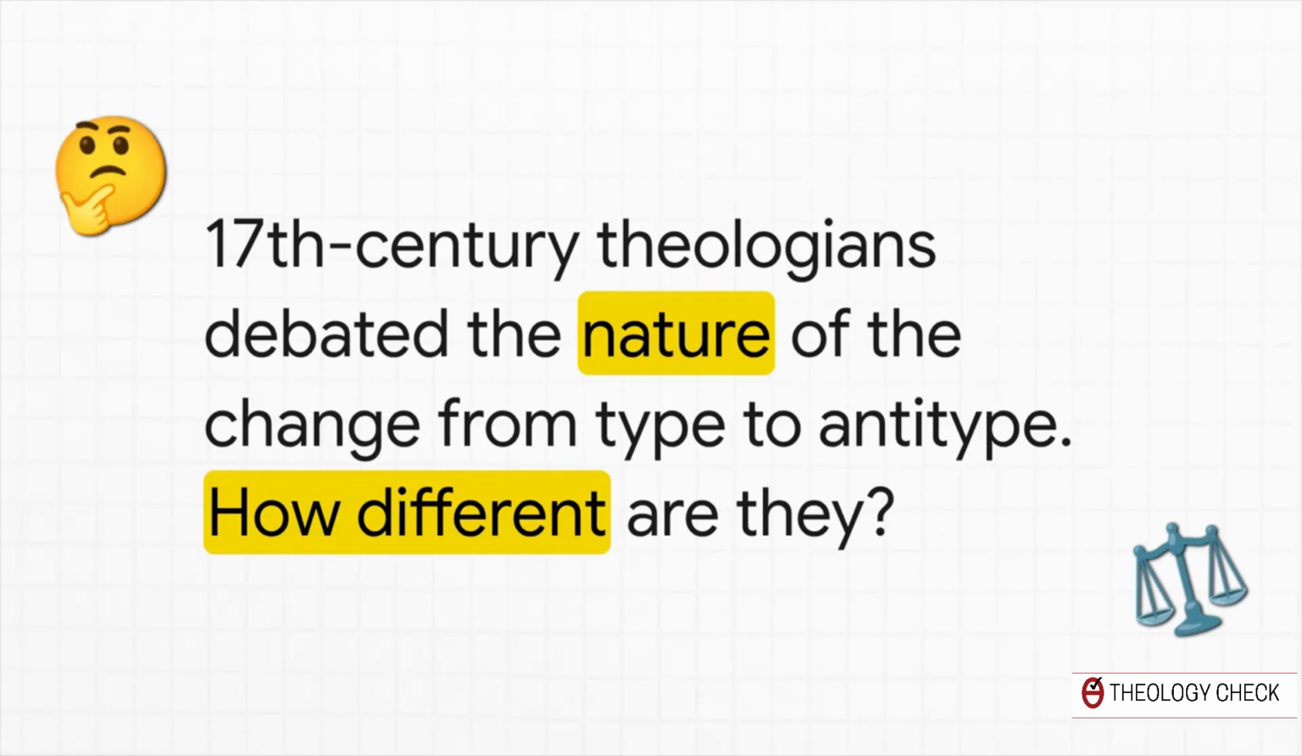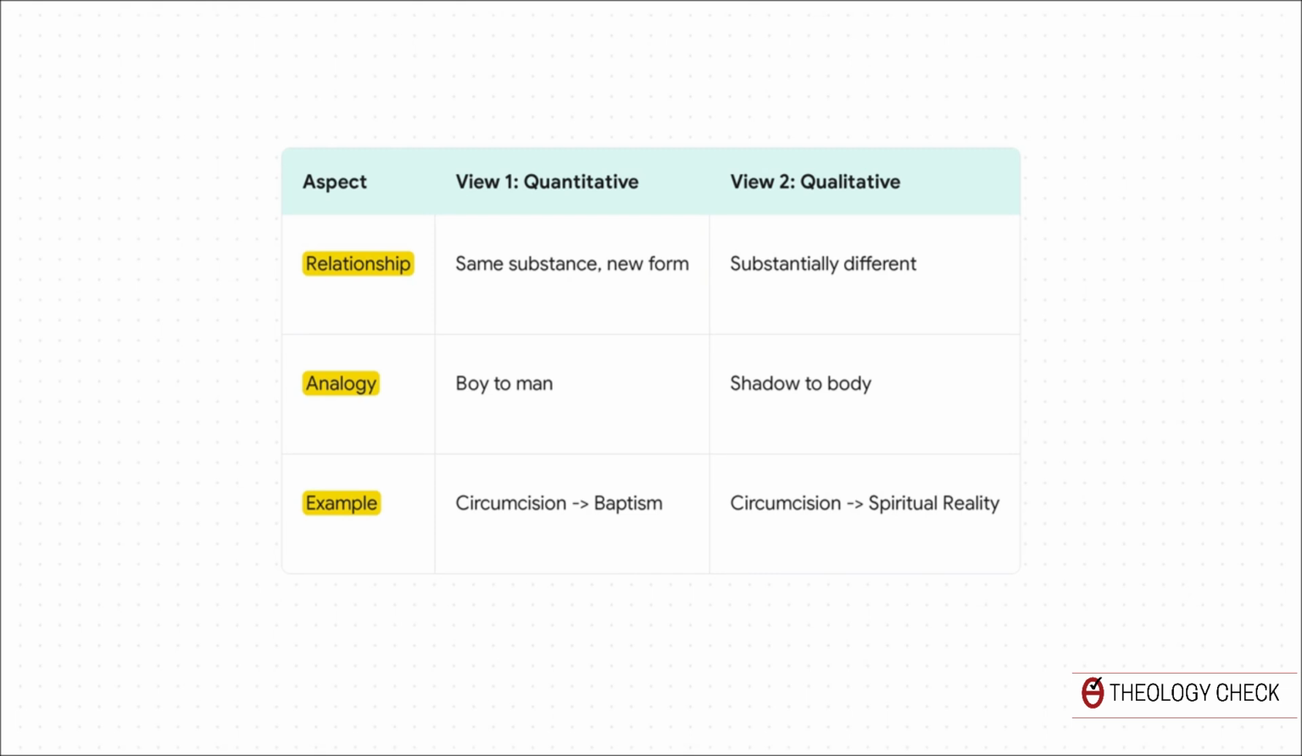And the crucial point is this. By the 17th century, the debate among theologians wasn't if typology was real. They all agreed on that. They were debating its nature. Just how different is the shadow from the substance, really? So this really breaks down the two main views.